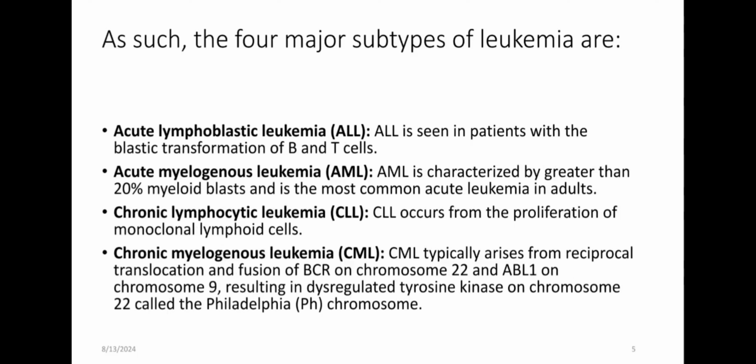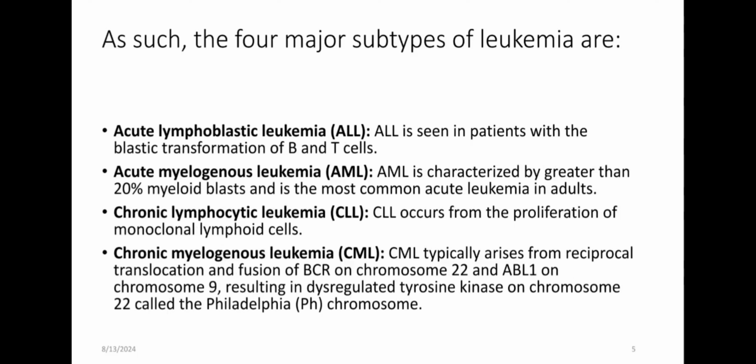Acute myelogenous leukemia (AML). This is characterized by greater than 20% myeloid blasts and is the most common acute leukemia in adults. It is the most aggressive cancer with a variable prognosis depending upon the molecular subtypes. Chronic lymphocytic leukemia (CLL). This occurs from the proliferation of monoclonal lymphoid cells. Most cases occur in people between the ages of 60 and 70 years. CLL is considered an indolent disease for the most part. That means that not all patients with a diagnosis will need to start treatment until symptomatic from the disease.